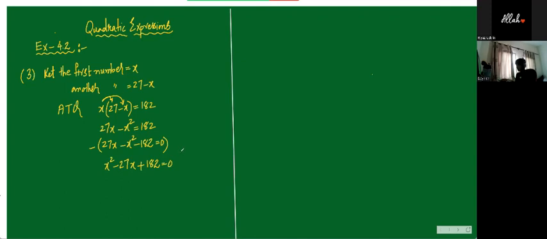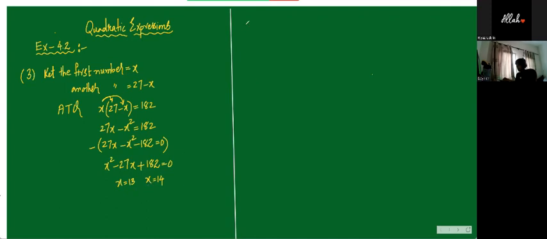x minus 13 and x minus 14. Okay, x is 13 and x is 14, these are the two numbers. Their sum is 27 and their product is 182. That's correct.